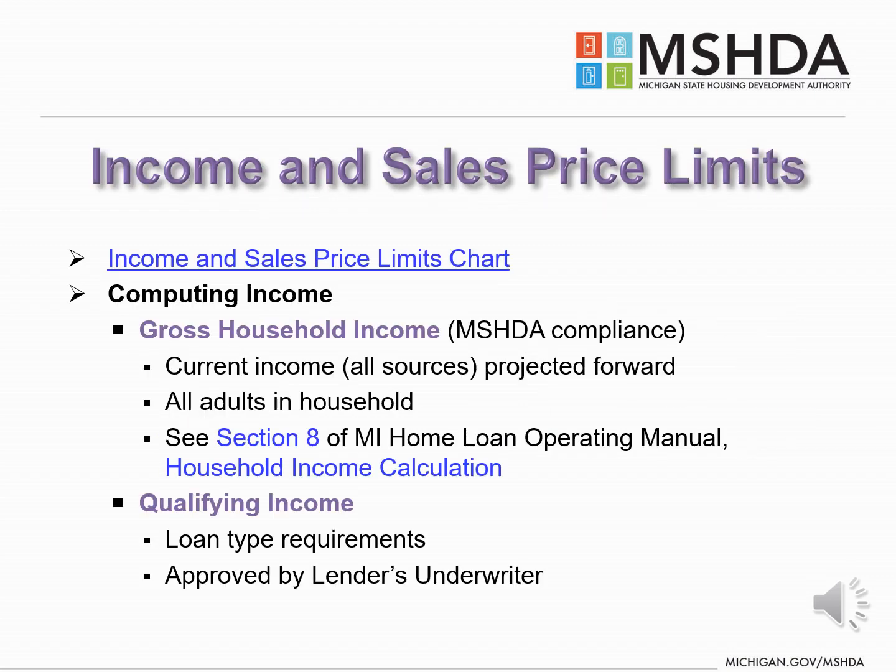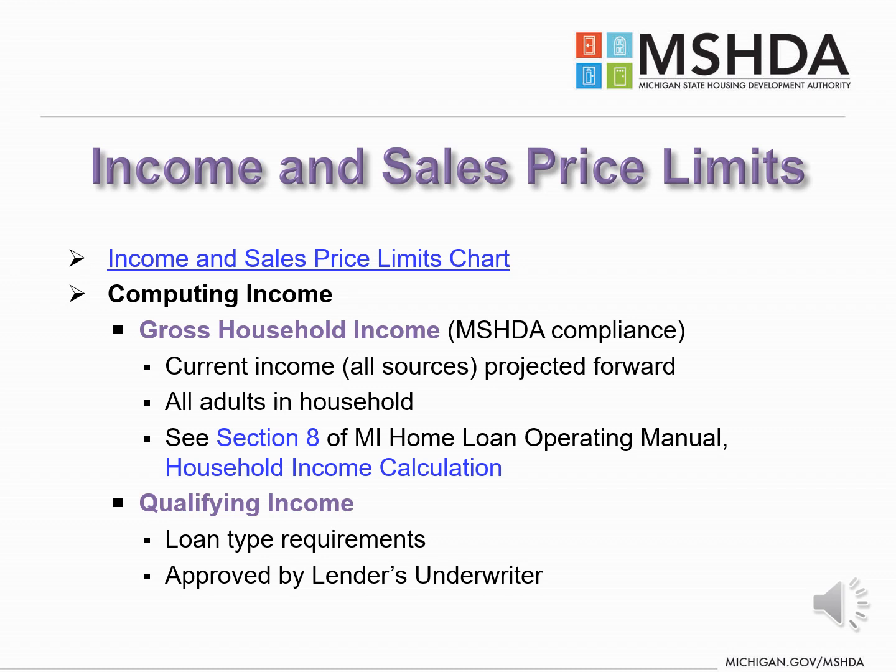The applicants must qualify within the income and sales price requirements for the area the house is located in. There are 2 types of income. Gross household income, which must be calculated to verify the household qualifies for the My Home Loan program, and the applicant's qualifying income that will be determined by your lender's underwriter.